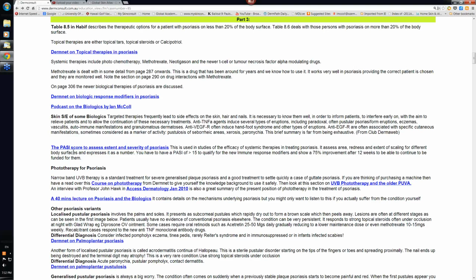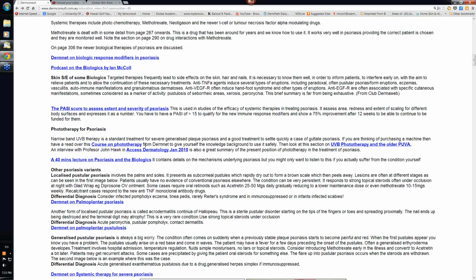You want to know a little bit about the PASI score, the Psoriasis Area and Severity Index. And it really looks at, as the name says, the areas of the body that are involved, how red they are, how scaly they are. And there are various formulas used that you can put together to get a number. And with the biologics, you have to have a PASI greater than 15 to qualify for these immune drugs. And it has to show a 75% improvement after 12 weeks to be able to continue. So your PASI is going to have to drop to somewhere between, I don't know, 3 or 4 to get a 75% improvement.